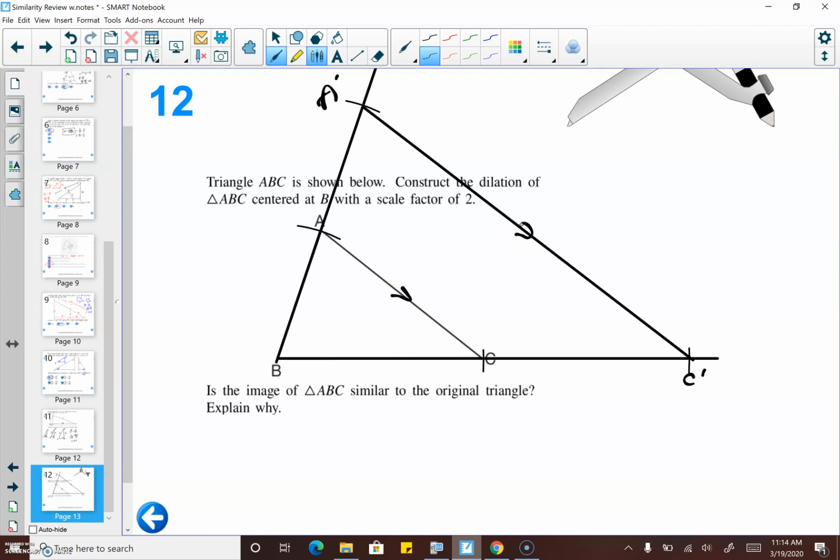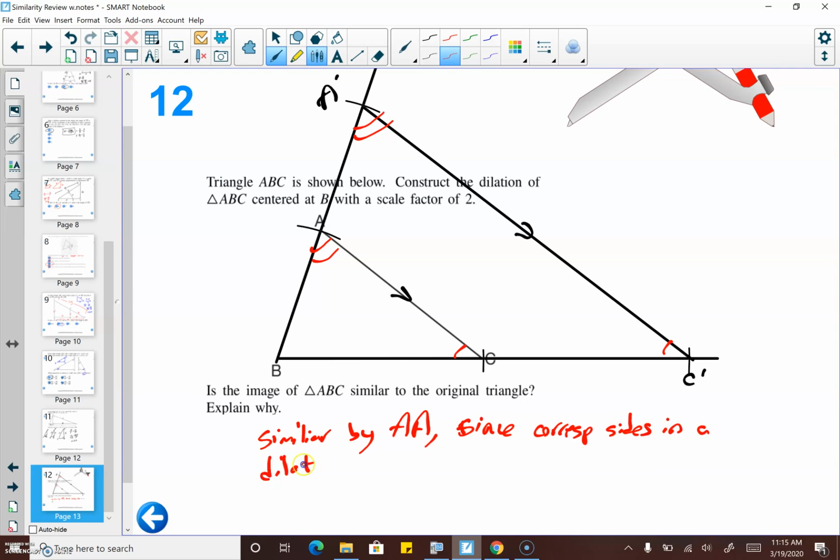So remember, when you dilate things, you end up with your corresponding sides being parallel. So then what you end up with is a bunch of corresponding angles. So they're similar by angle, since corresponding sides in a dilation are parallel. There are 2 sets of congruent corresponding angles. Okay, you could also talk about how your scale factors made everything in proportion.